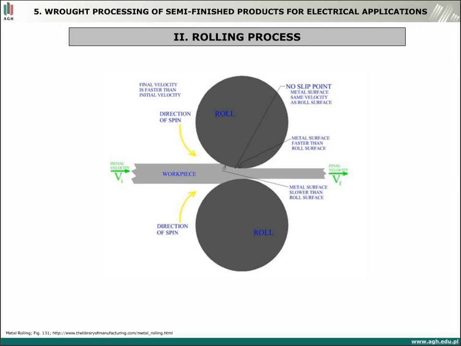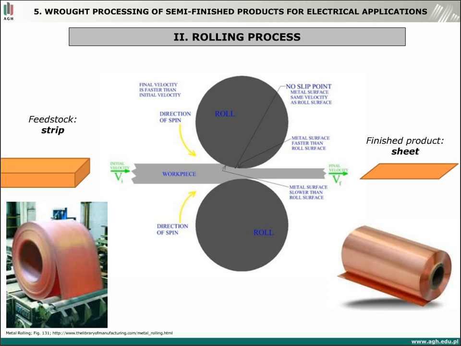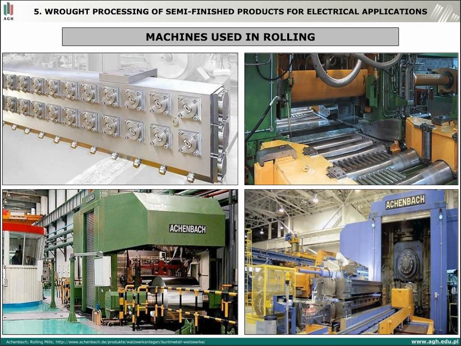The next route process concerned rolling of casted strip. In the process, we obtain the thin sheet or foil, which for electrical application is used for producing various types of connectors. On the pictures, you can see some industrial equipment intended for rolling sheets.